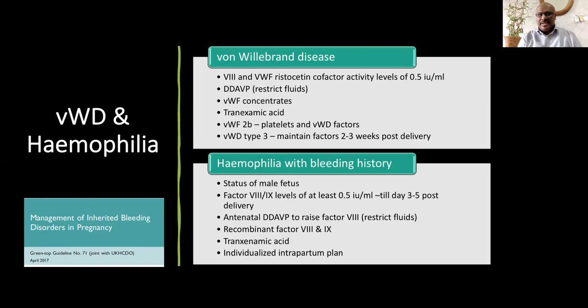You may give them antenatal desmopressin. You may give them recombinant factor 8 and factor 9. But what is important, although you may use tranexamic acid, watch them closely, and have an individualized plan of care. They may bleed day 3 to day 5 in the postnatal period.